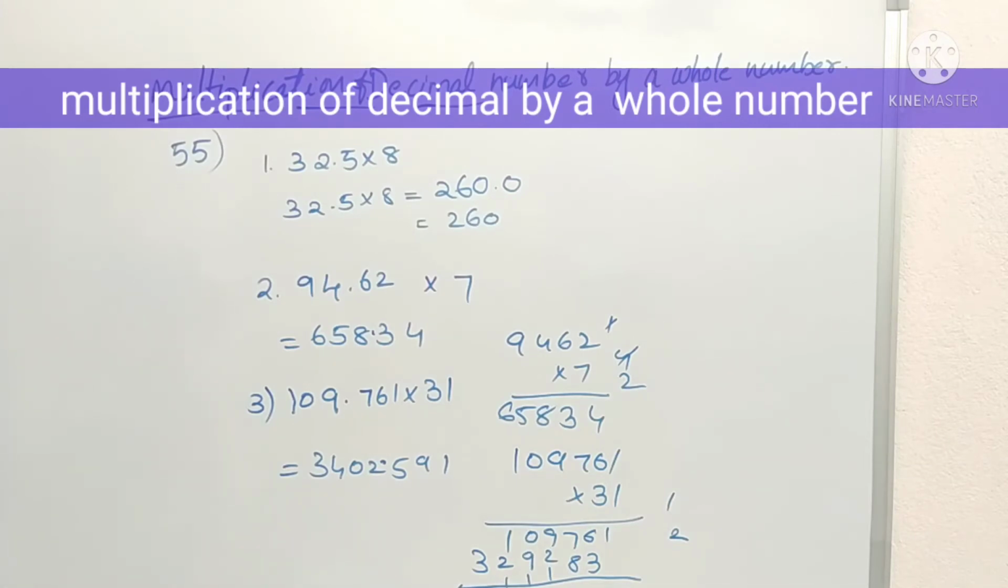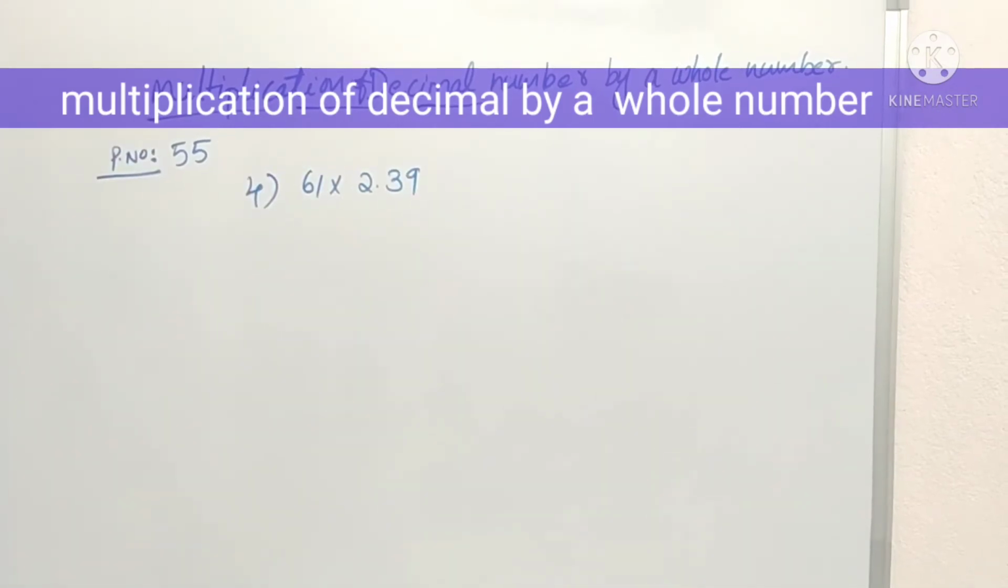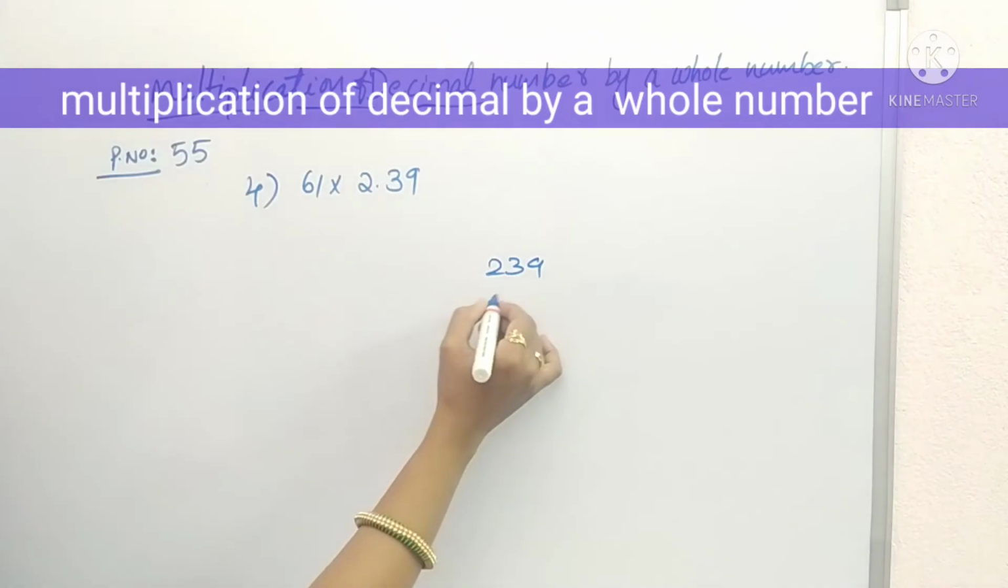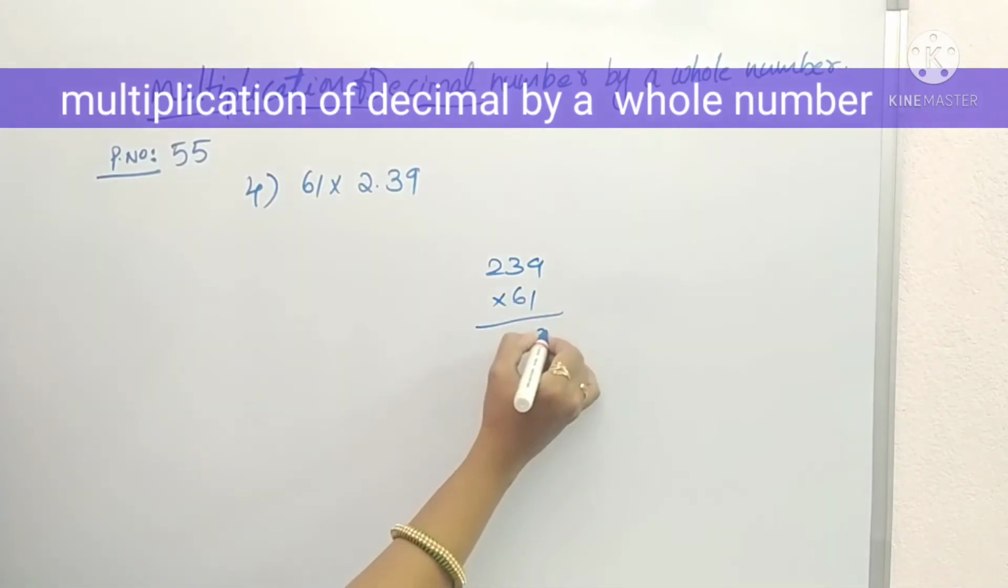And our fourth one, 61 into 2.39. 61 into 2.39. Okay, we'll multiply. So our fourth one, 61 into 2.39. So just multiply 239 with 61.